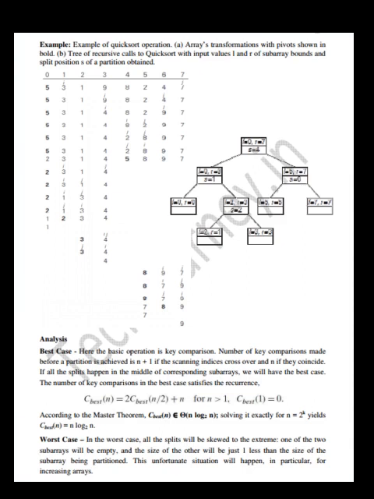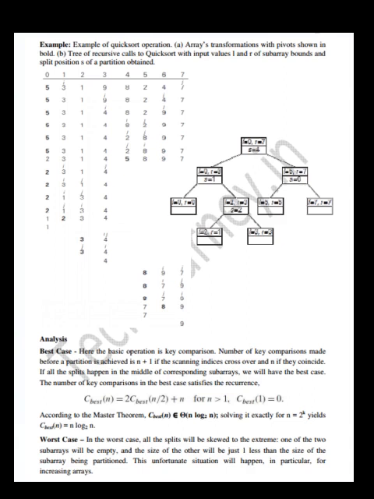Now let us see analysis. Best case. Here the basic operation is key comparison. The number of key comparisons made before a partition is achieved is n plus 1 if the scanning indices cross over and n if they coincide. If all the splits happen in the middle of the corresponding sub-arrays, we will have the best case. The number of key comparisons in the best case satisfies the recurrence. See the equation. According to the master theorem, C best of n belongs to theta of n log 2 n.